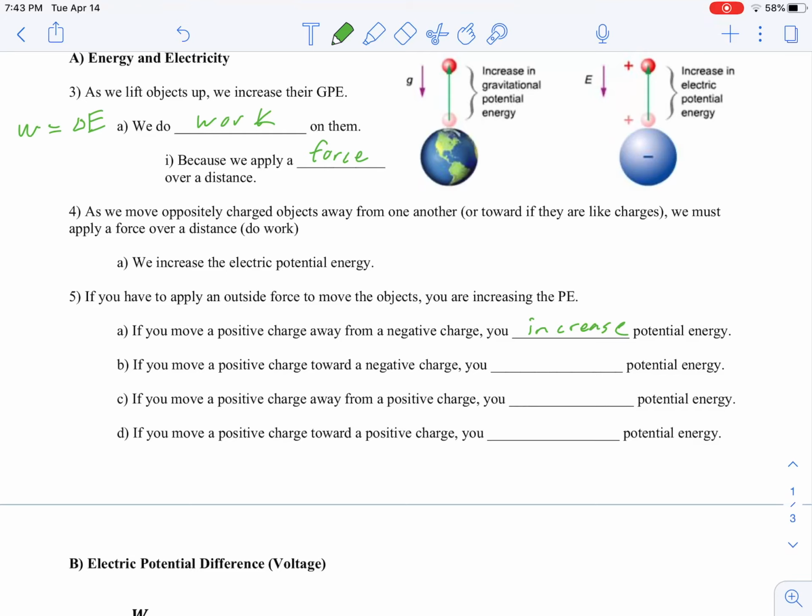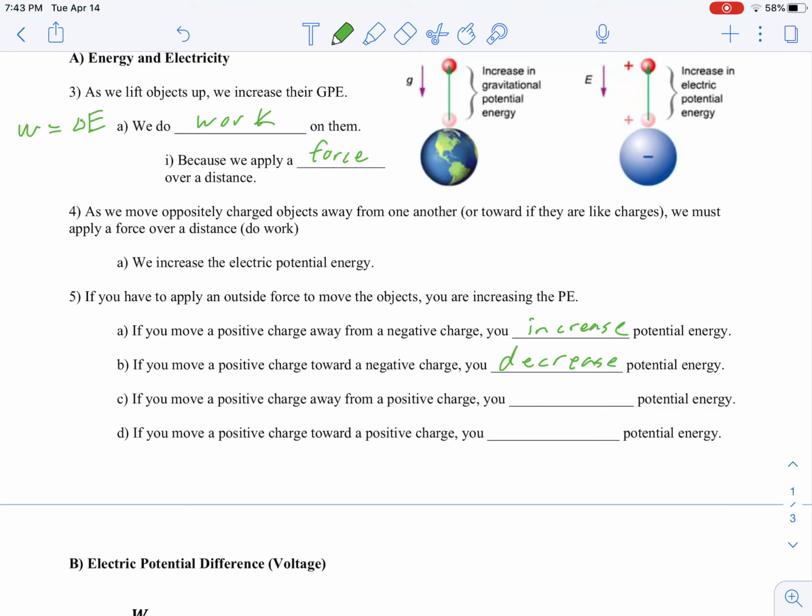If you move a positive charge toward a negative charge, you blank potential energy. Well, what do positives and negatives want to do? They want to move toward each other. Okay, so you're not fighting the natural tendency, so you're decreasing potential energy.